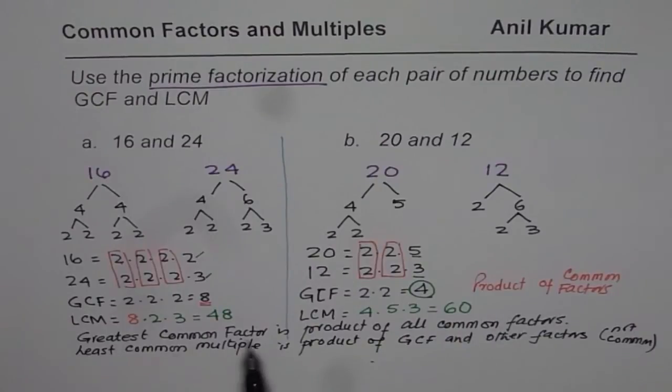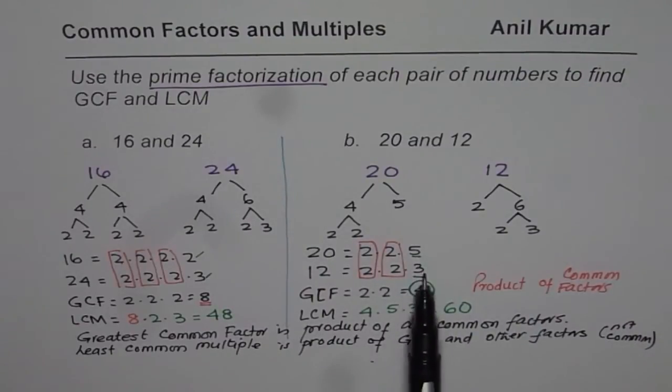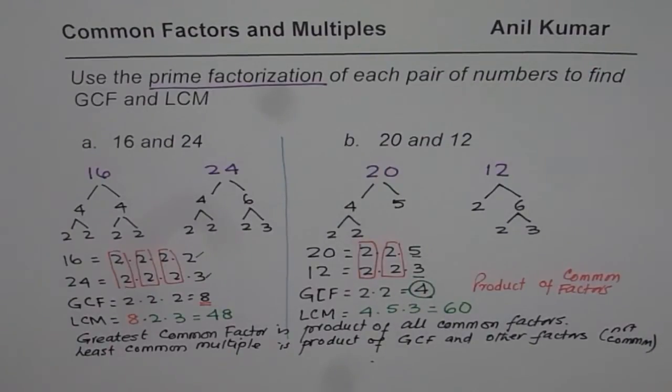Greatest common factor in the first case was the product of these common factors, 8. Least common multiple is 8 times the factors which were not common, 2 times 3. In the second case, greatest common factor is the product of 2 and 2, which is 4. Least common multiple is 4 times other factors which were not common, 5 and 3, to give us 60. So this is the best way of finding greatest common factor and least common multiple using prime factorization. I hope that helps. Thank you and all the best.